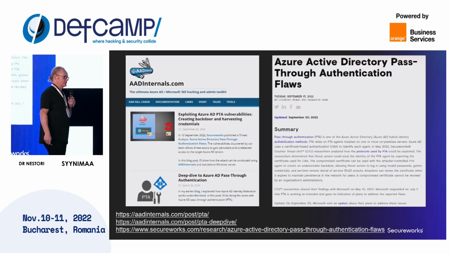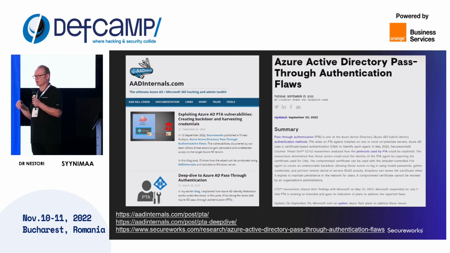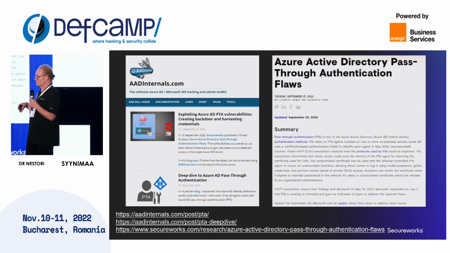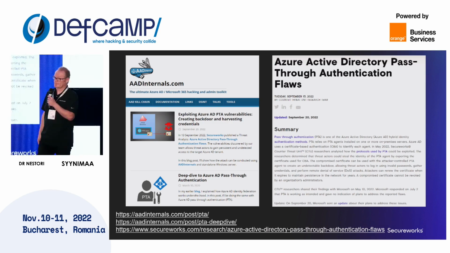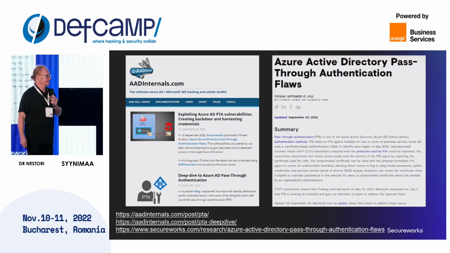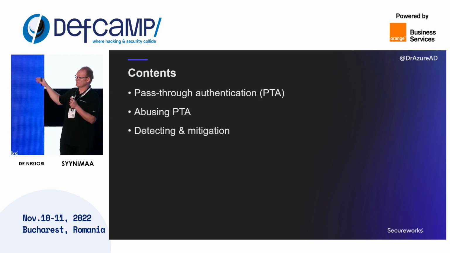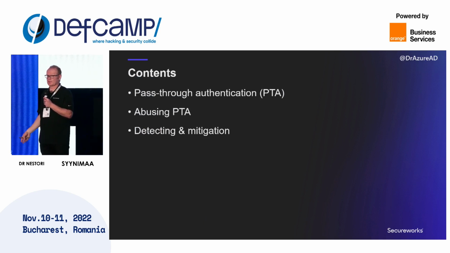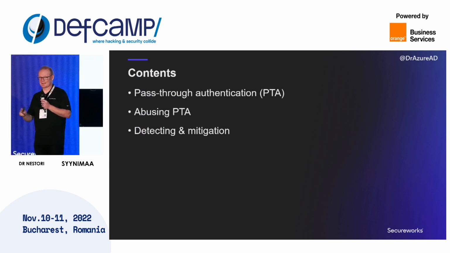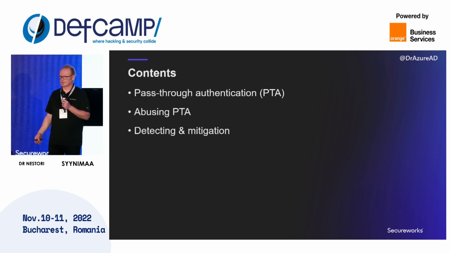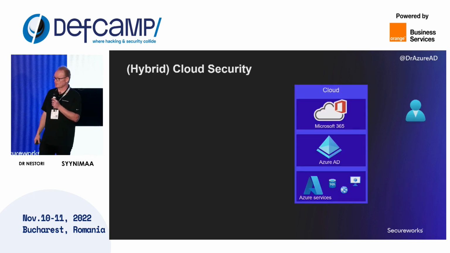Today's talk is based on three documents, if you will: two blog posts of mine, and the Secureworks threat analysis we published in September. I'm going to cover three things, not necessarily in this order: what password authentication is, how we can abuse it, and how to detect the abuse and mitigate it if possible. Let's start with talking about cloud security.